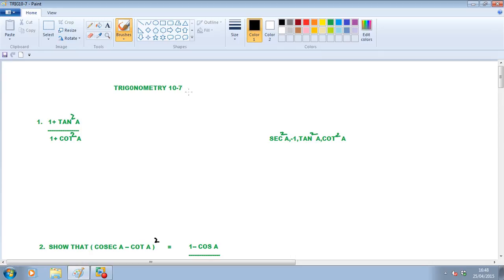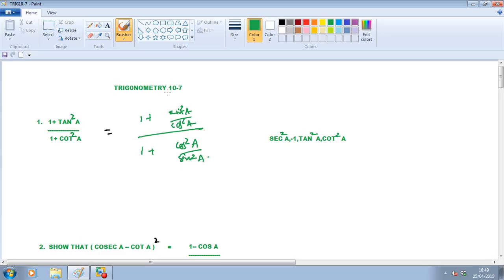The first problem will take (1 plus tan square A) divided by (1 plus cot square A). The answer suggestion is given. So we can write this as 1 plus sin square A divided by cos square A, whole thing divided by 1 plus cot square A, which is just the reverse: 1 plus cos square A divided by sin square A.